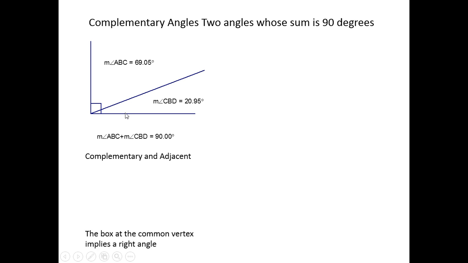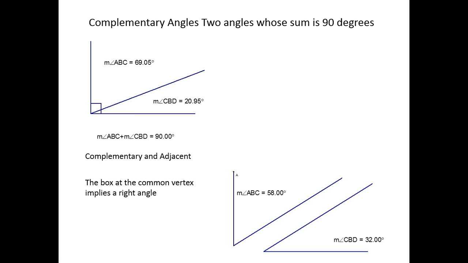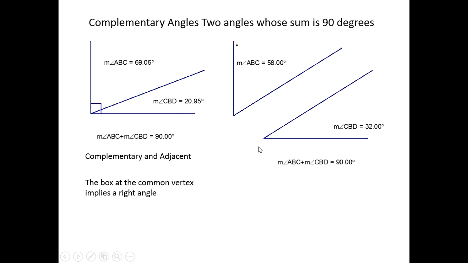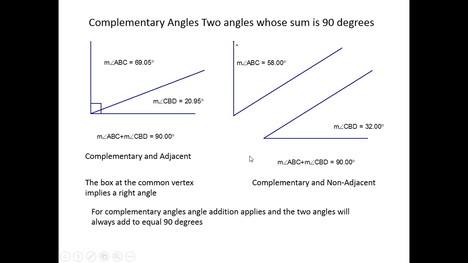These are complementary and adjacent. These are complementary and not adjacent. So like supplementary, complementary can be either adjacent or non-adjacent, but they must add up to 90 degrees. Again, the angle addition postulate always applies, but more specifically, the sum of the two angles always equals 90, just as with supplementary angles the sum always equals 180.